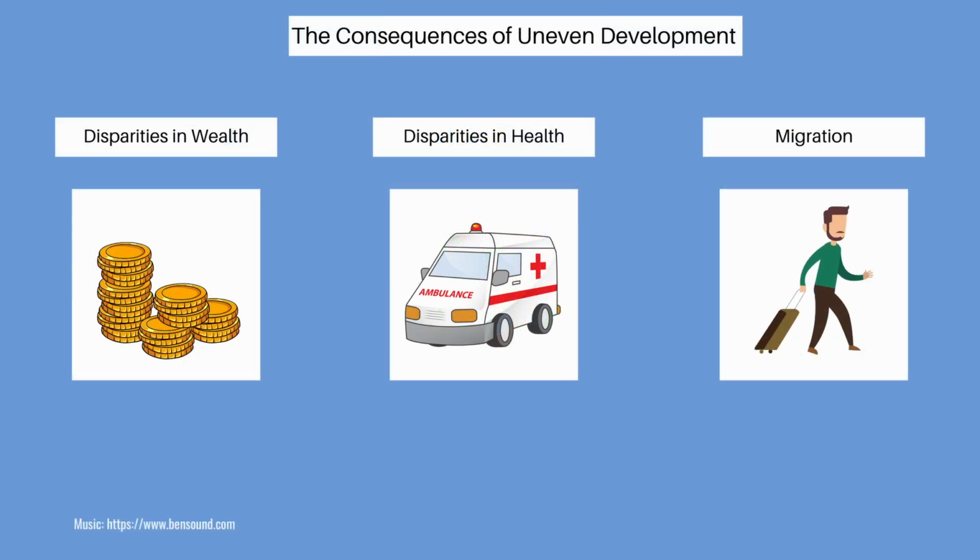We have seen that the consequences of uneven development are disparities in wealth, disparities in health, and migration. Look out for the Geography Juice video about strategies to reduce gaps in development.